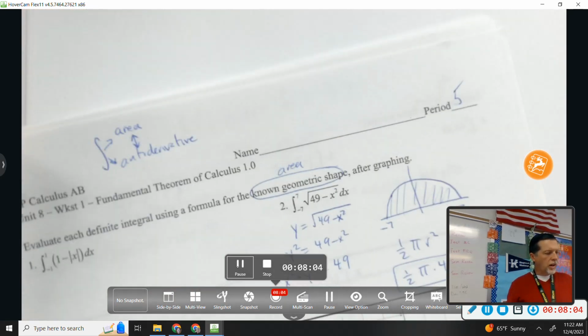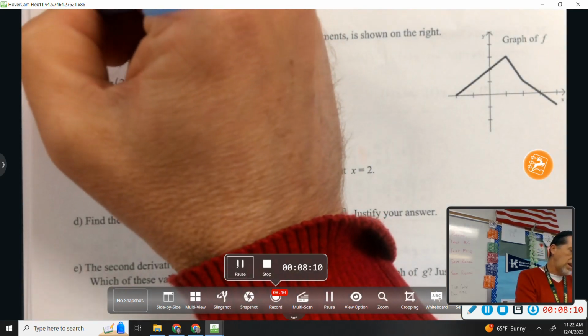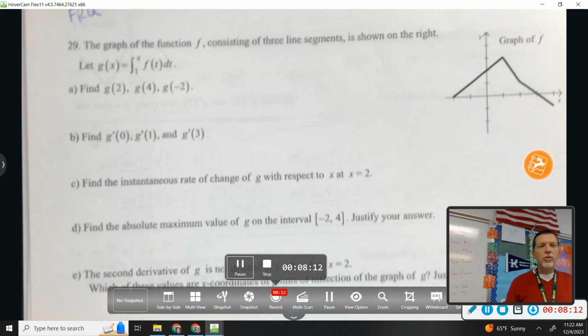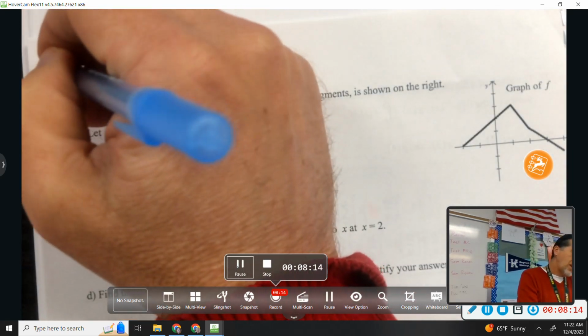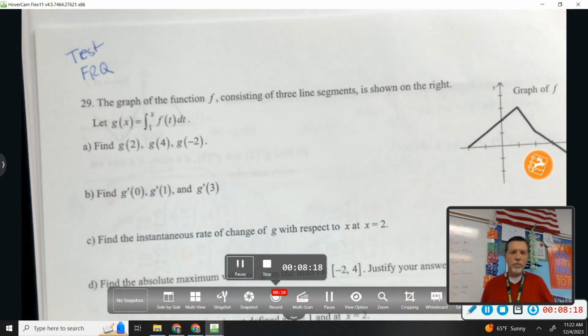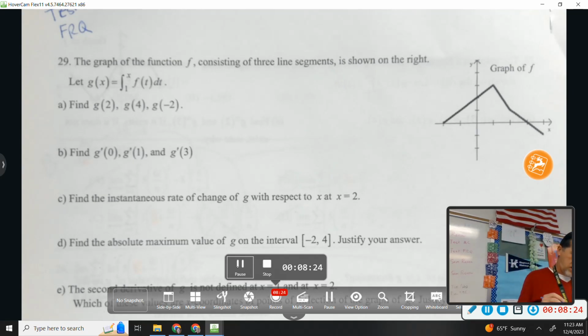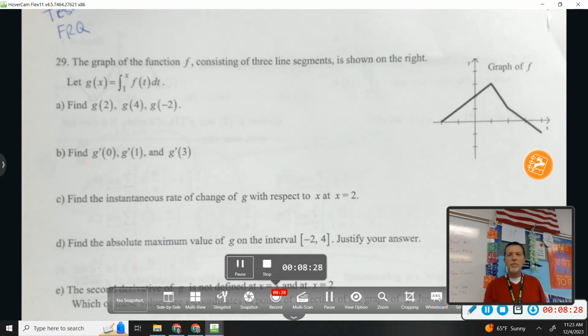Number 29. Again, I don't know how to hint you any better than this. This is really similar to the test free response question. They give you a picture and we ask a whole bunch of questions about it. 28, 29, 30 are all the same type of problems.